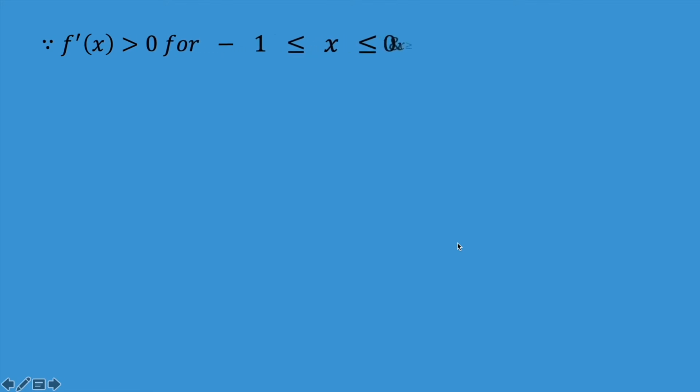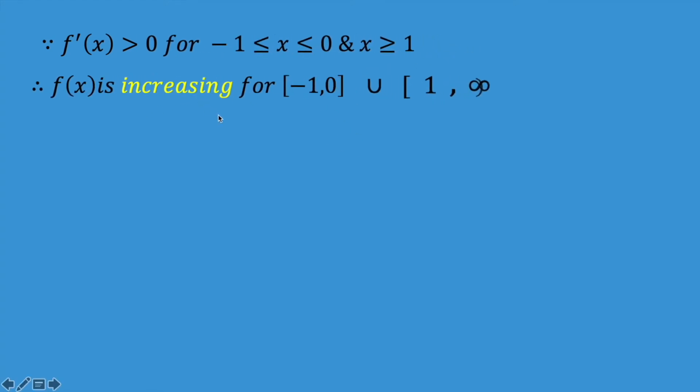Since the gradient is positive for negative 1 to 0 and x greater than or equal to 1, we can see that f is increasing for these two intervals.